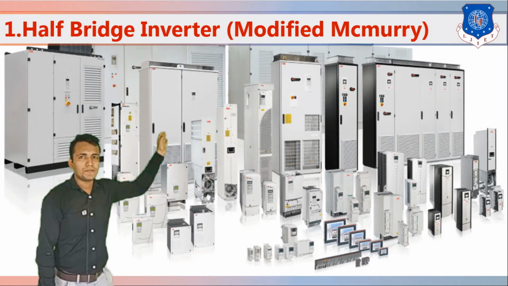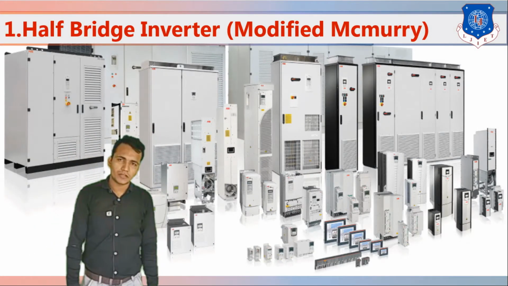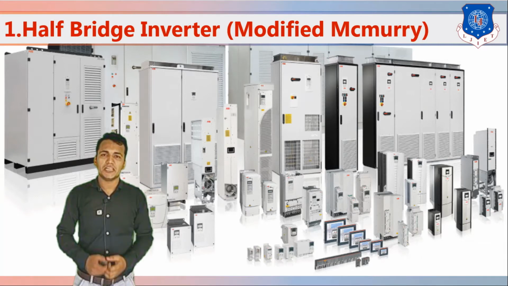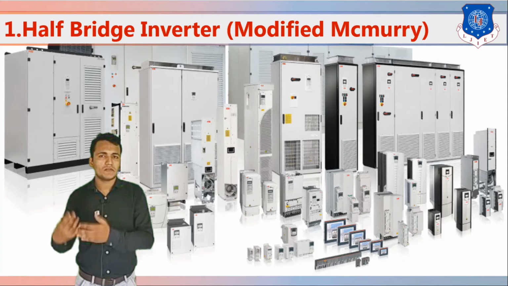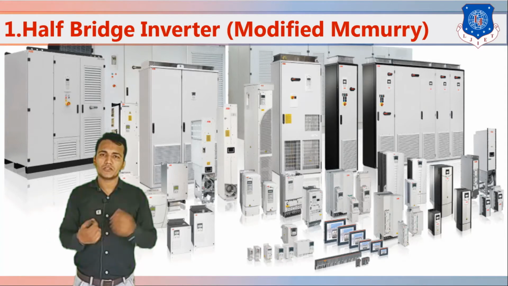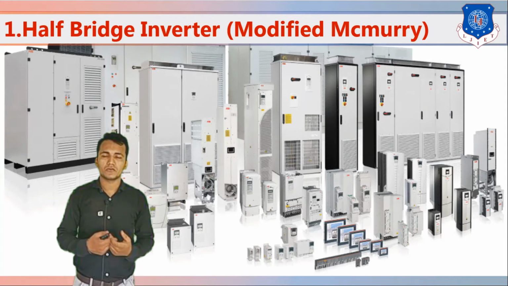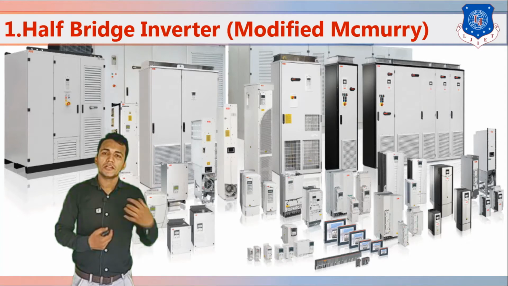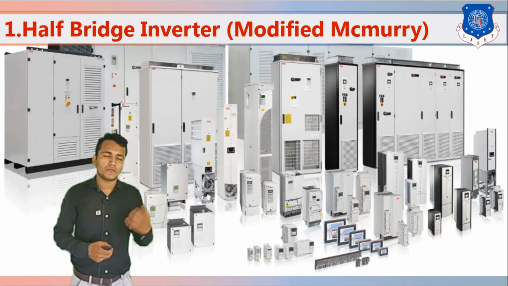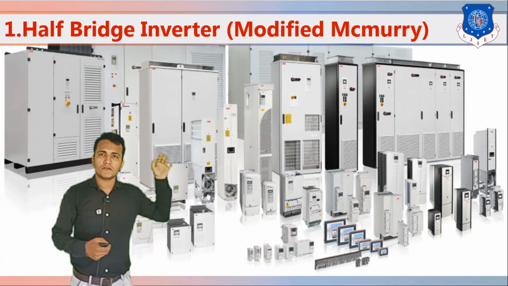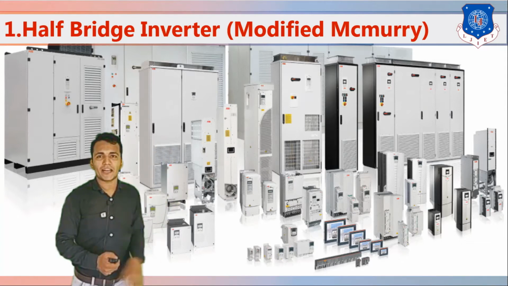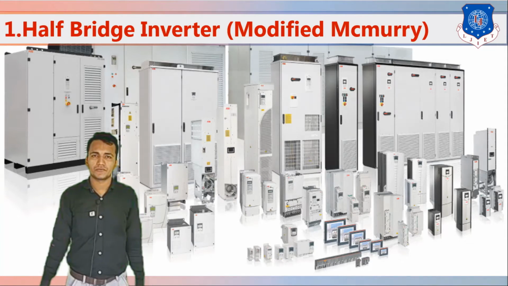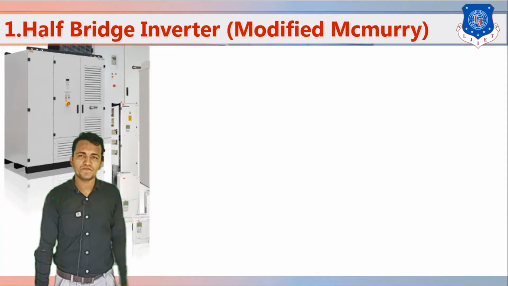The first type is the half bridge inverter or modified McMurray inverter. Basically, the inverter concept is to convert fixed DC voltage into AC voltage. So here we have to use an inverter circuit. Before we discuss this, we have to study the circuit diagram of the half bridge inverter. So let us see the circuit diagram.